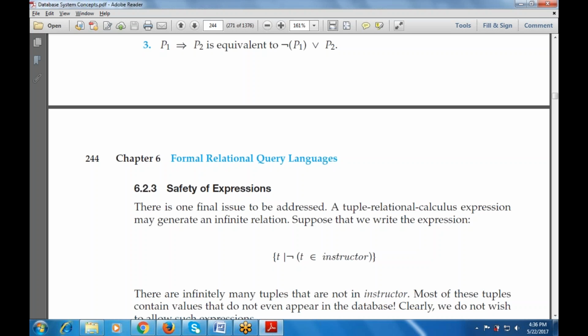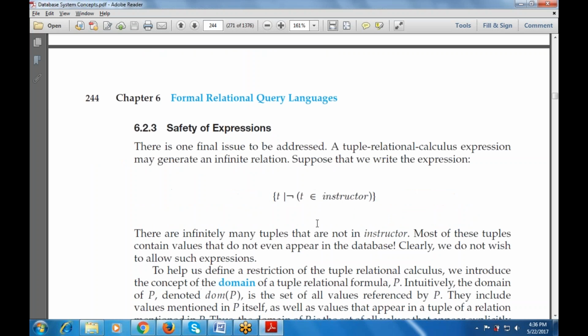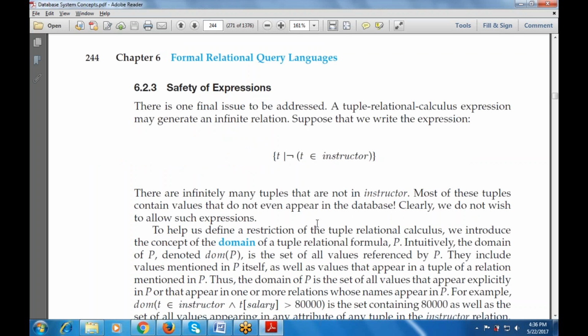And then how it is belongs to the safety. There is one final issue to be addressed, that an expression may generate an infinite relation. Suppose we write the expression {t | not (t ∈ instructor)}. There are infinitely many tuples that are not in instructor, and most of these tuples contain values that do not even appear in the database. So clearly we do not wish to allow such expressions.